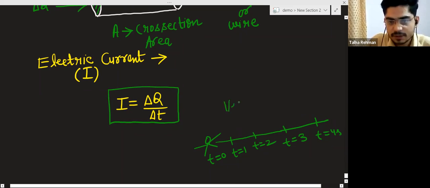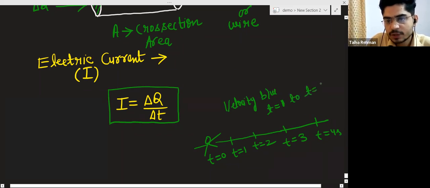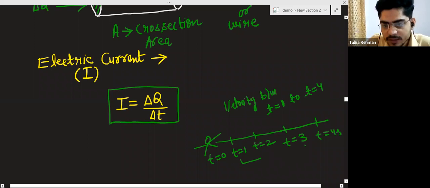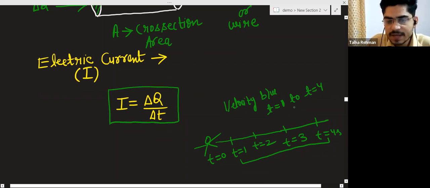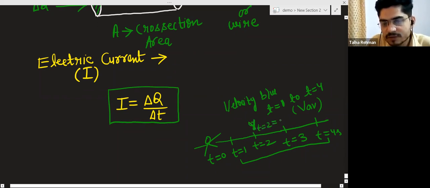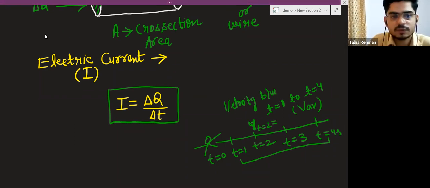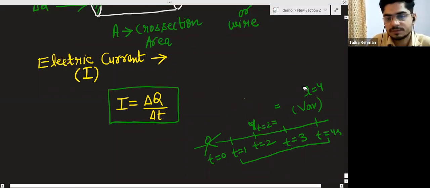If someone is asking the velocity between t equal to 1 and t equal to 4, this is a range of time, so they are asking for the average velocity. And if someone says calculate the velocity at t equal to 2, this is the instantaneous velocity. That's how we can recognize this.